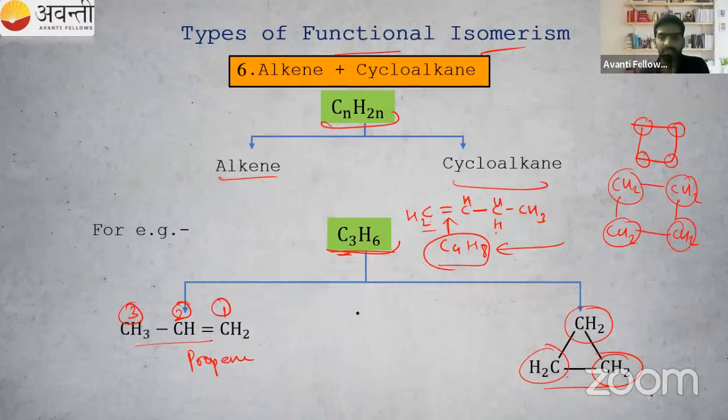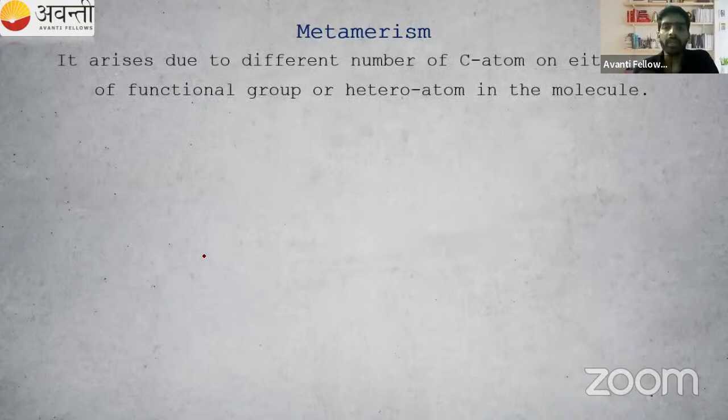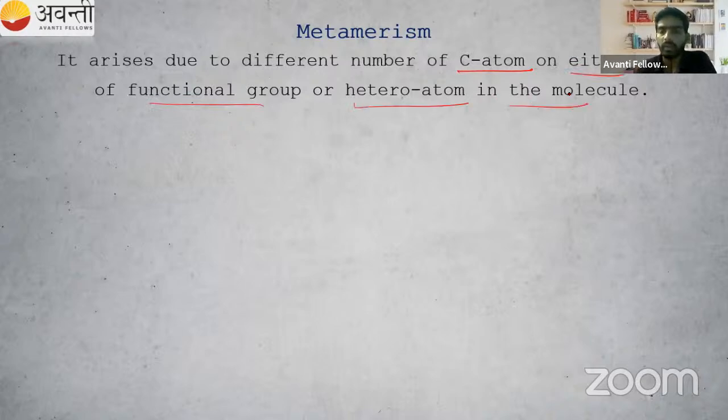चलो ठीक है. Next going on to the metamerism. अब metamerism क्या होता है ये देख लेते हैं. In metamerism, it arises due to different number of carbon atoms on either side of the functional group or heteroatom in the molecule.